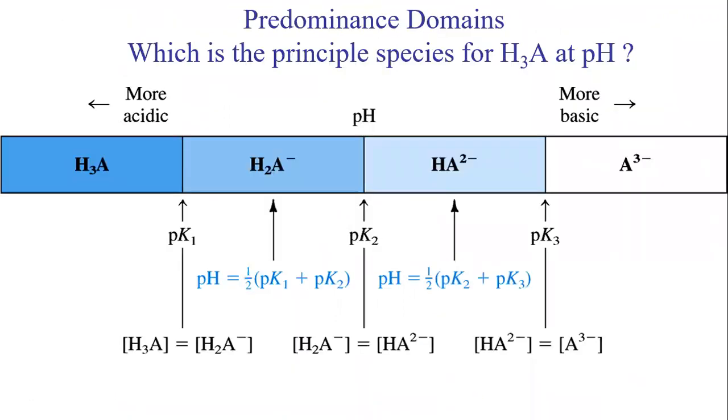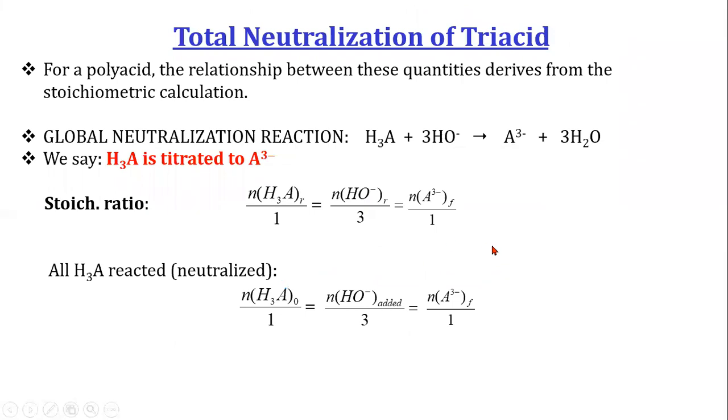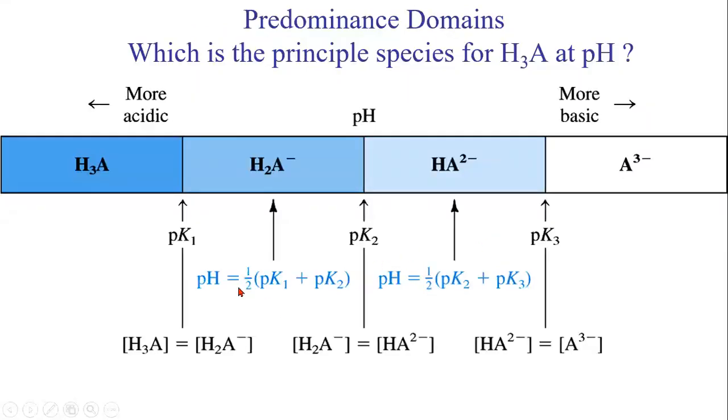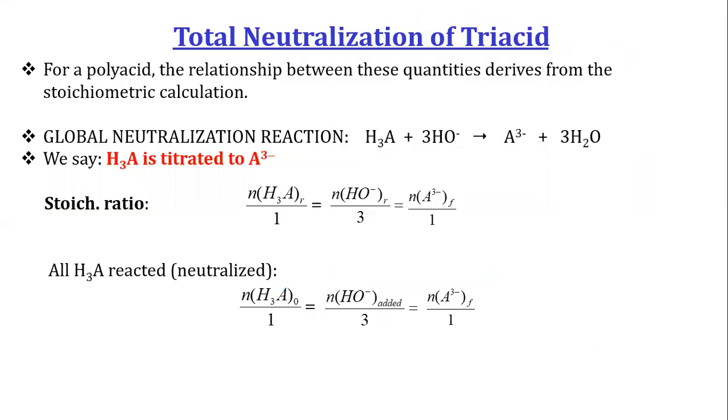Of course, this is again that same type of thing. I put my species, H3A, H2A minus, HA 2 minus, and A3 minus, and these are separated at pKa1, pKa2, pKa3. And this is just the equation where I only have H2A minus in solution. And of course, when I do the problem solving, I'll get into a more detailed graph on each of the species.